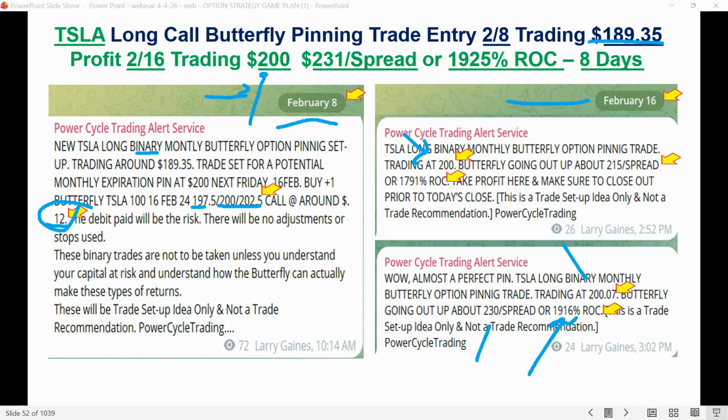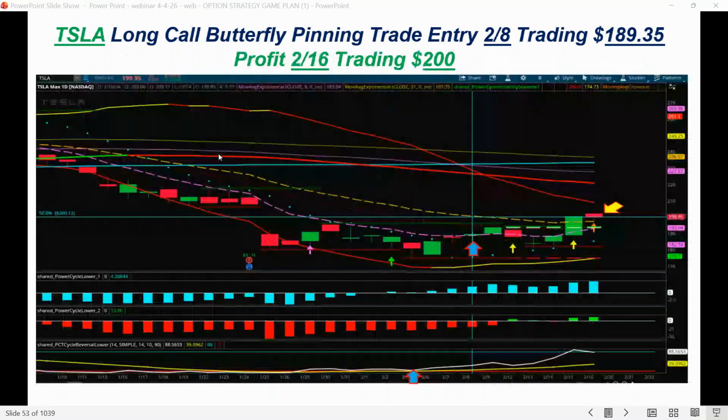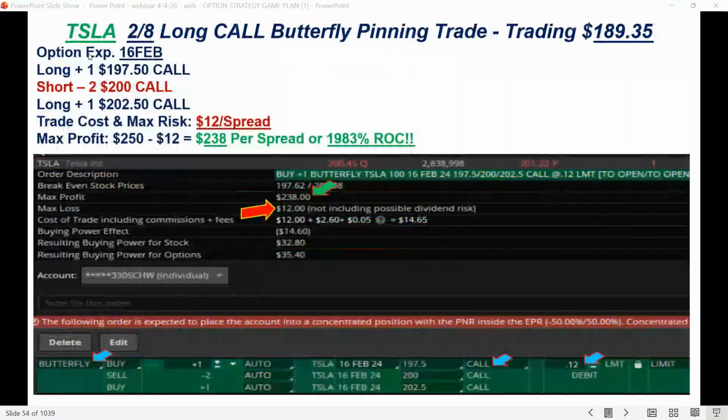So this is what we call a pinning trade or lotto trade. And this is what you can do with butterflies. So here was the trade setup on the entry right here. On the 8th, we were looking for a potential move to 200 at expiration, and it did pin there at the 200 strike. And so here's what the risk setup looked like.